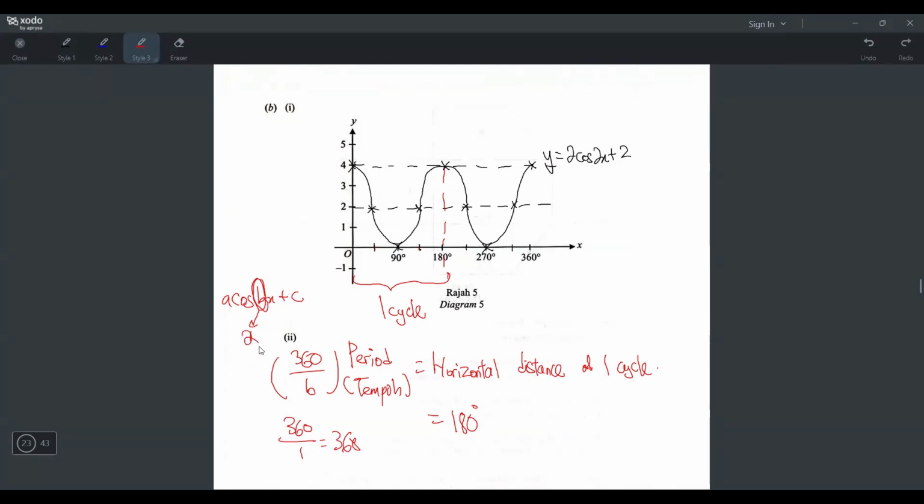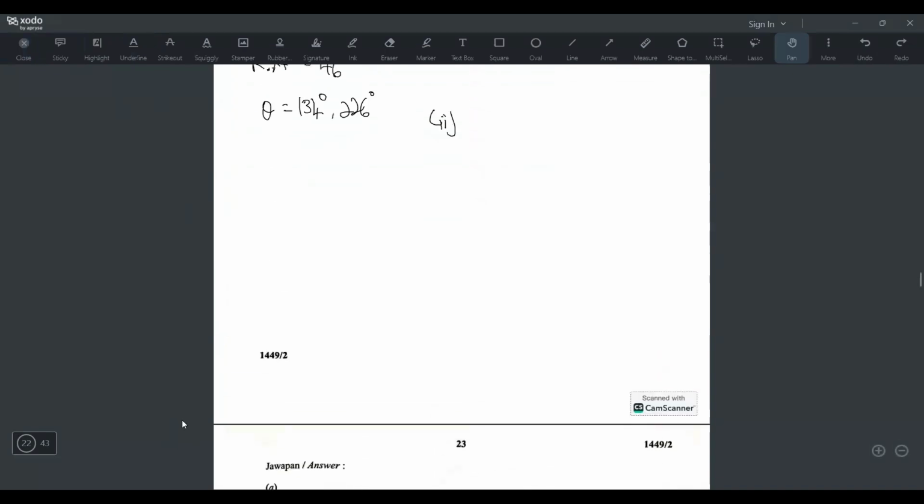But what if your B is 2? Then your period will be 360 divided by 2 and you end up with 180. Because when your B is 2, you need to draw two cycles in 360. So the horizontal distance of one cycle will only be 180. So you can use this formula to help you during the exam. Okay, I'm done talking. Now let's go back to the question.